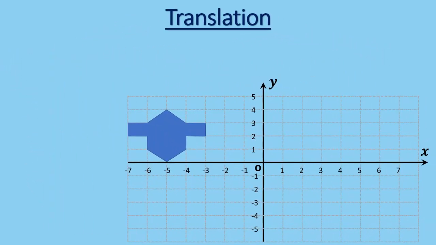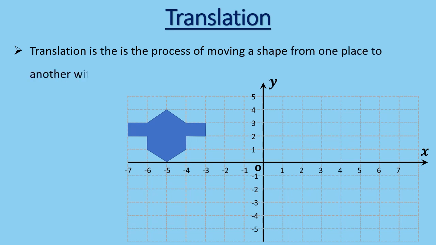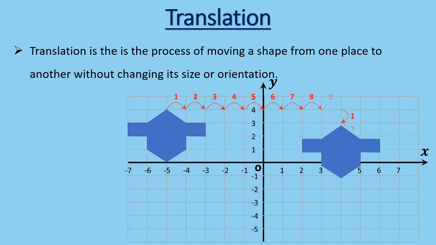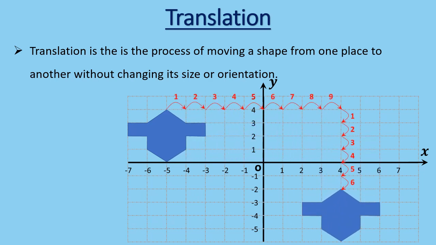In geometry, translation is the process of moving a shape from one place to another without changing its size or orientation. Like how that shape is shifted 9 units to the right and 6 units down without changing its size or orientation. To describe shapes and transformations, we will now use the following language and notation.